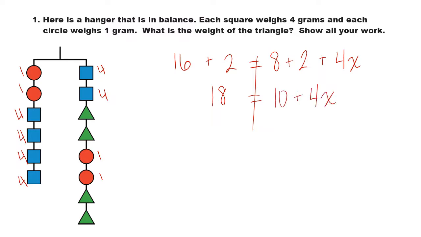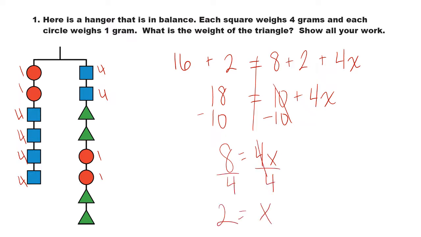Now I have a two-step equation. I'm going to solve for the variable by subtracting 10 on both sides. Okay, I get 18 minus 10 is 8 equals 4x. I'm going to finish it by dividing both sides of my equation by 4, and x is equal to 2, which means my triangle weighs 2 grams.